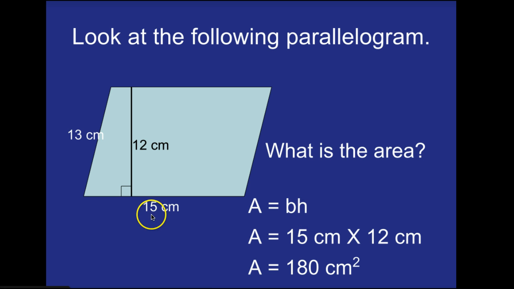So it'll be base times height, which will be 15 times 12. So it's going to be 180 centimeters squared. So again, square units. And 13 will be used for perimeter, but not for the area.